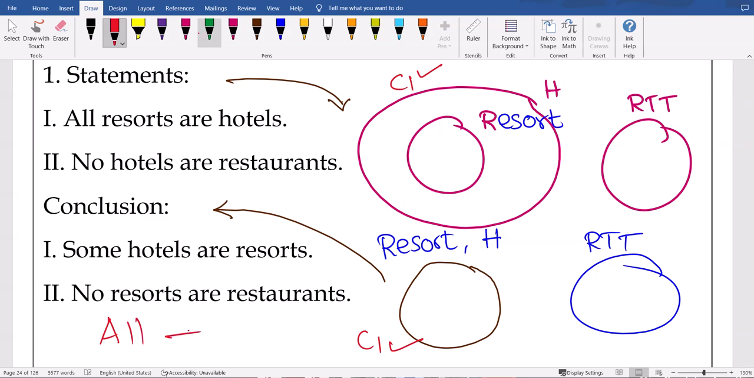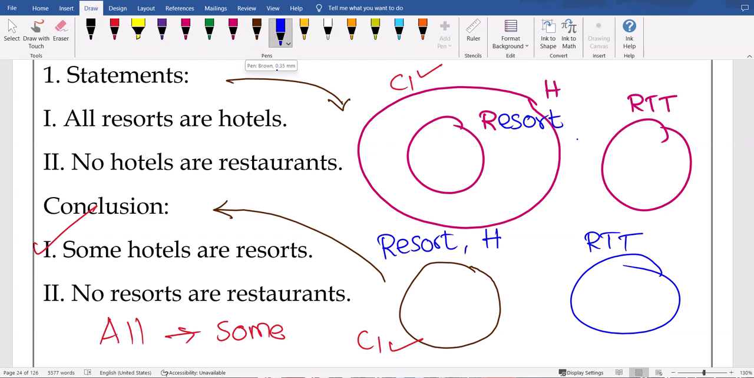I'm regularly giving only one example. All students are good, then students in my class will definitely be good. If there is a statement like all students are good, then I can definitely say students in my class are good. Students in my class means some students. So whenever all is there, some can be taken for granted. So the first conclusion is true in both diagrams. First one okay. What about the second one?